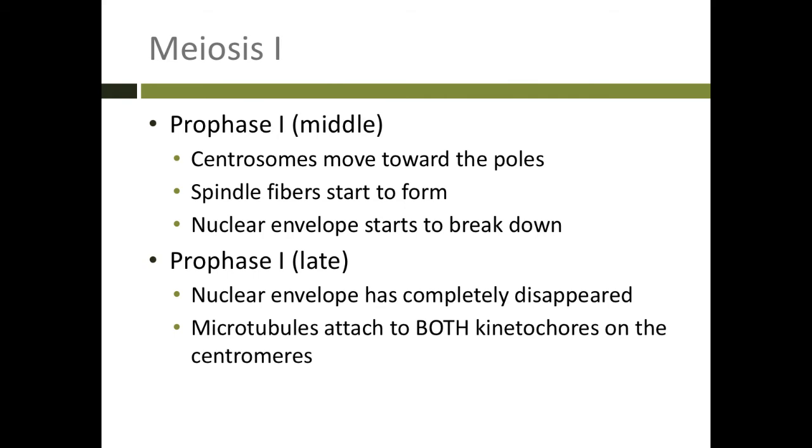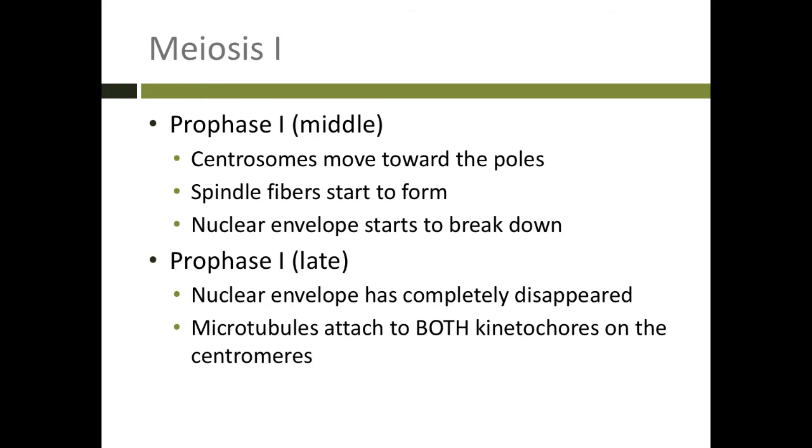In middle prophase I, the centrosomes are going to move towards the poles, and the spindle fibers will form, and the nuclear envelope starts to break down. In late prophase I, the microtubules are attaching to both kinetochores on the centromere.